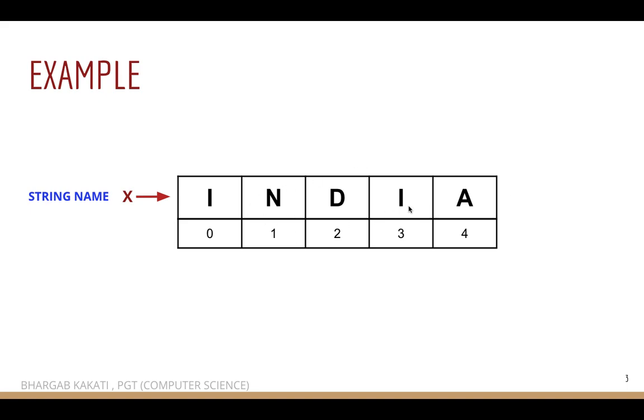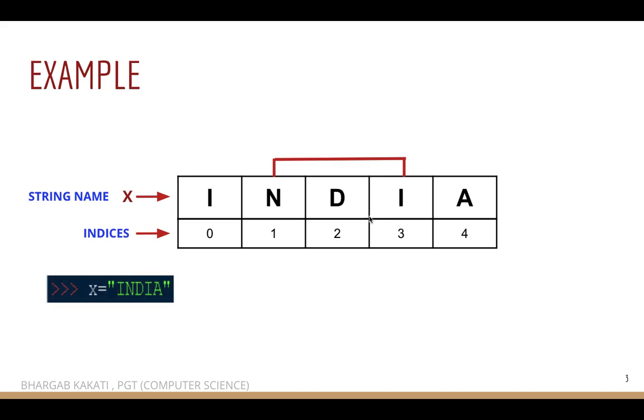Each string has a name. Let's assume that the name of this string is X, and these are the indices as I have already said. If I want to do string slicing here, let's say I want to display NDI. Here I am trying to apply the concept of string slicing, because string slicing means displaying only a part of the entire string. So let's say I want to display NDI. For doing that, at first I need to write X equals India. I've given the name X to the string India.